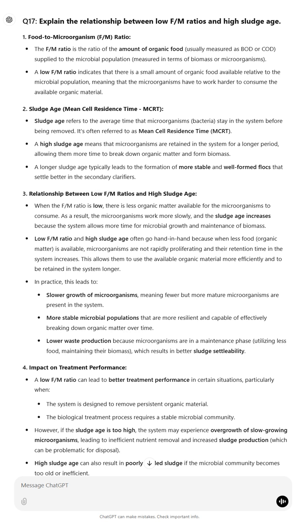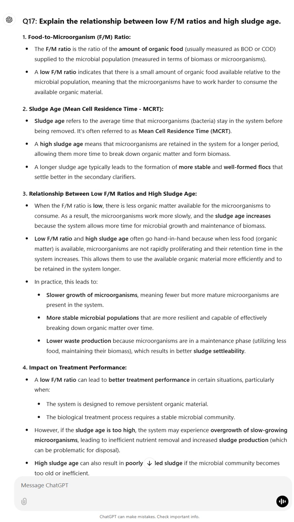A low F/M ratio indicates that there is a small amount of organic food available relative to the microbial population, meaning that the microorganisms have to work harder to consume the available organic material. 2. Sludge age, mean cell residence time, MCRT. Sludge age refers to the average time that microorganisms, bacteria, stay in the system before being removed. It's often referred to as mean cell residence time, MCRT.